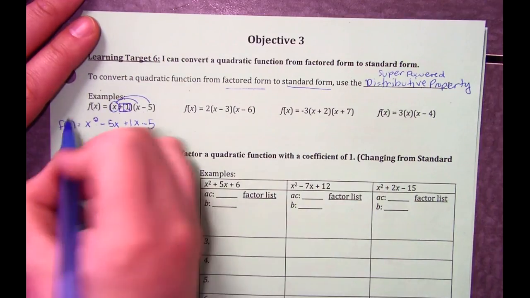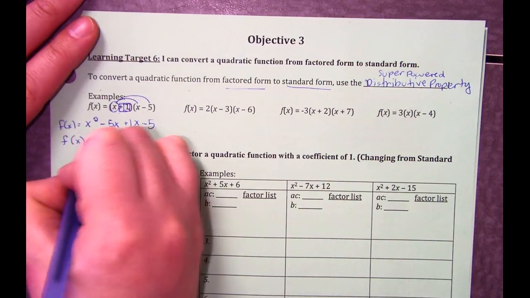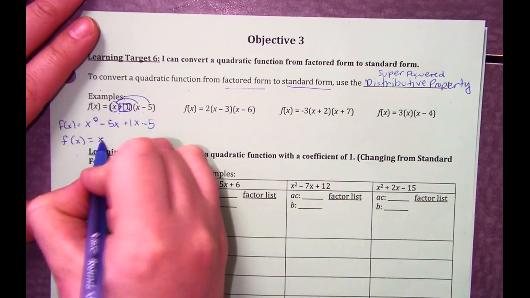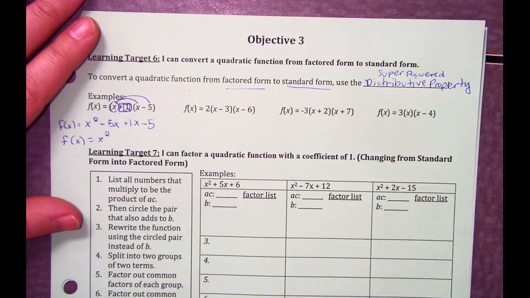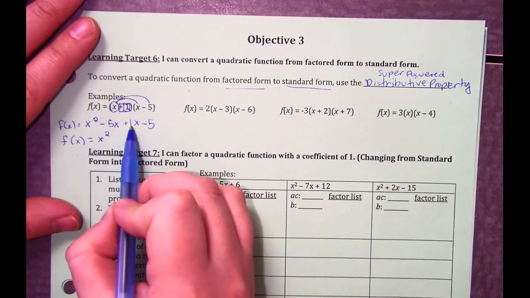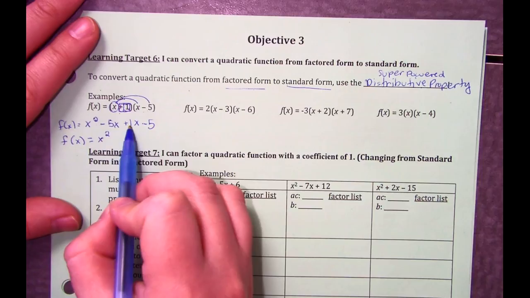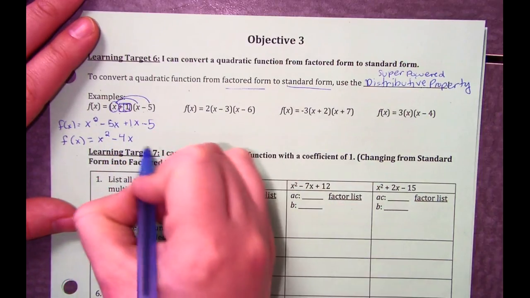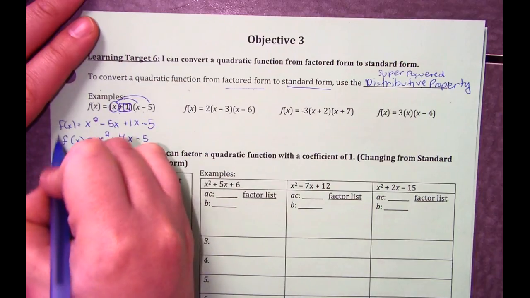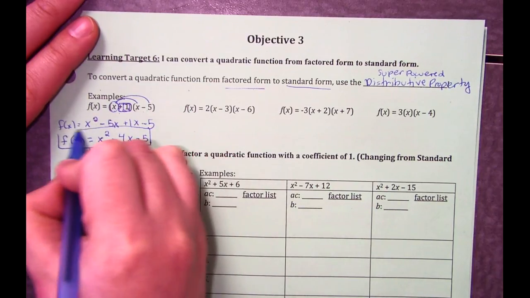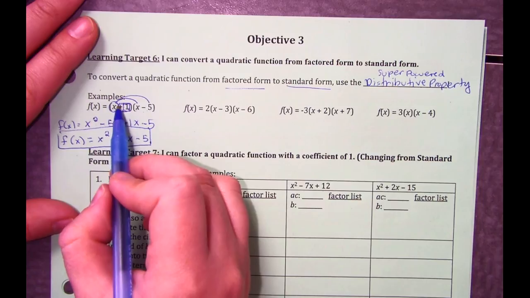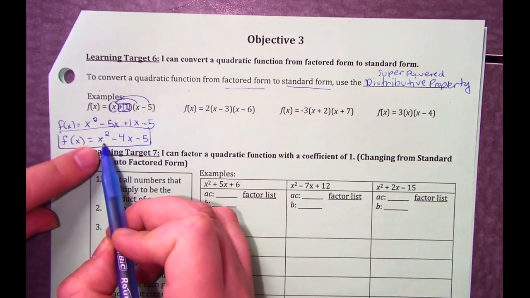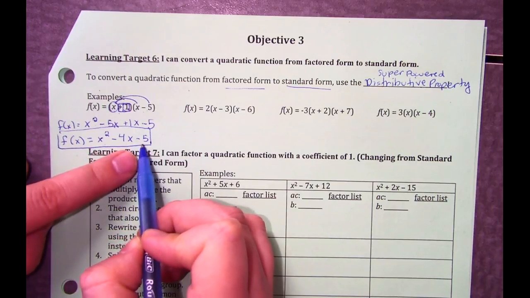And now we can just combine like terms and have our equation in standard form. So x squared, there's no other x squared, so we can just leave that alone. We have negative 5x plus 1x. Negative 5 plus 1 is negative 4, so now we have negative 4x minus 5. So by using the distributive property, really twice, because we have two things that we're distributing over this, we end up with x squared minus 4x minus 5.